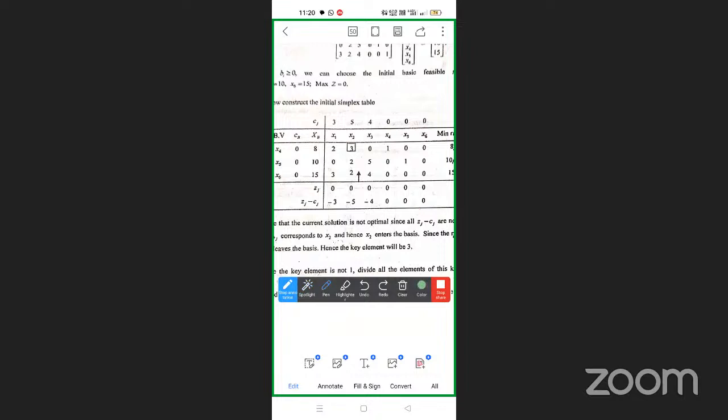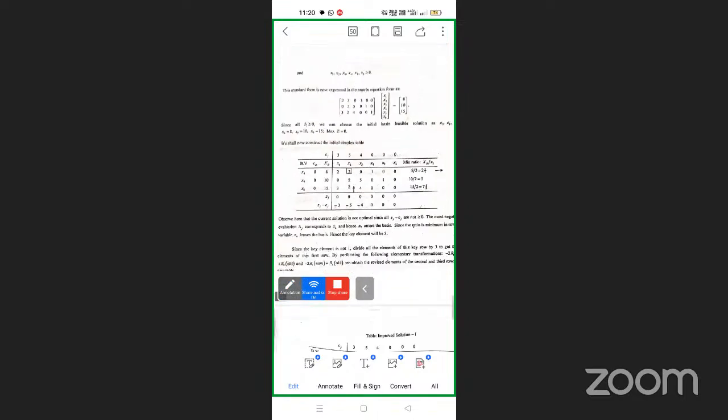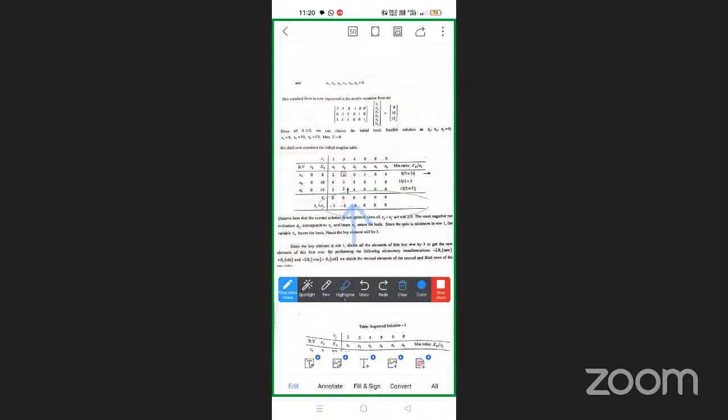So in these negative values, the most negative value is minus 5. Here, among all the delta j's, the most negative one corresponds to x2. The most negative value is minus 5. Therefore, x2 is the entering variable.